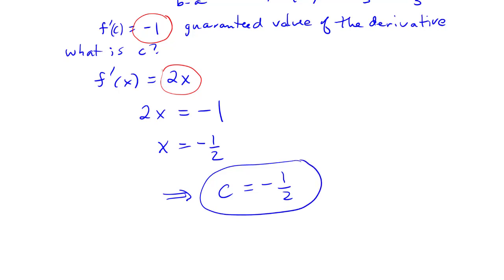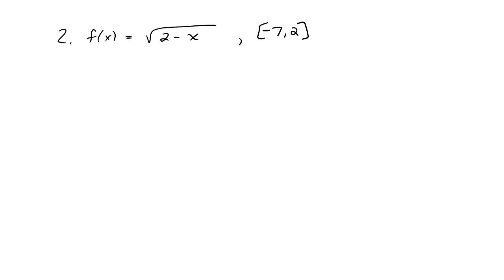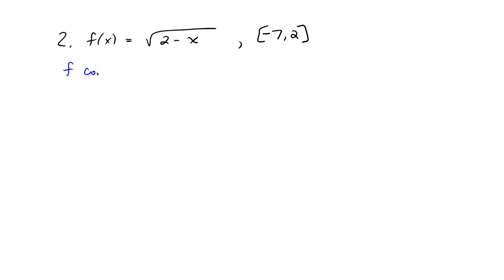We found that there is just one place, but one place was guaranteed, and indeed it was even on the interval as guaranteed by the theorem. Let's do another one. All right, f of x is the square root of 2 minus x on [-7, 2]. Is f continuous on the closed interval [-7, 2]? Well, it's a square root function, and that's going to be continuous wherever it's defined. And in fact, it is defined all along here. So yes.